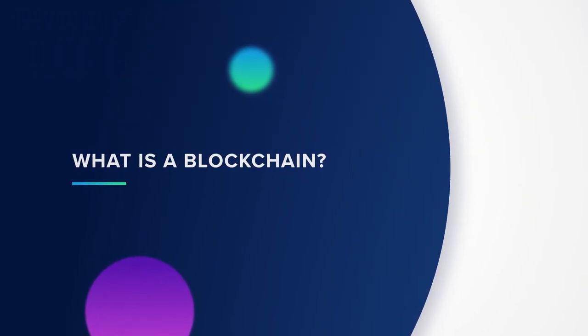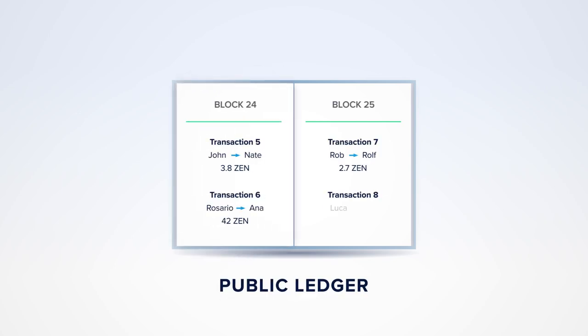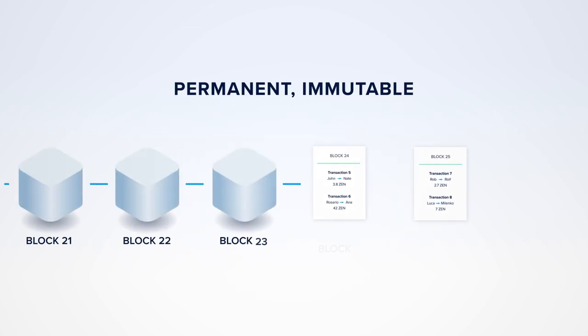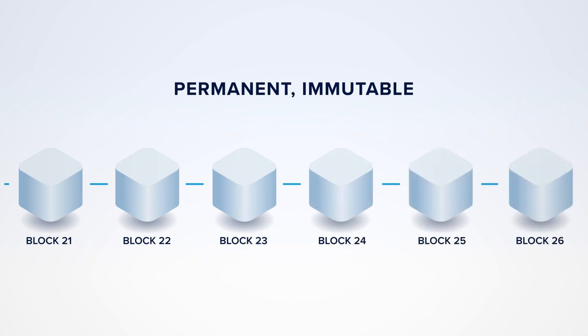What is a blockchain? A blockchain works like a large book or registry on the internet. This registry, also called a public ledger, keeps track of all transactions. Transactions are permanently recorded on the blockchain. They cannot be edited or deleted.